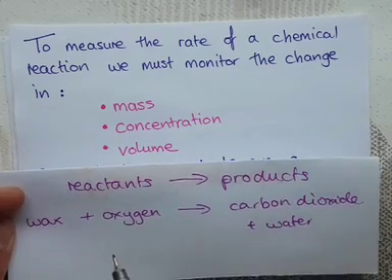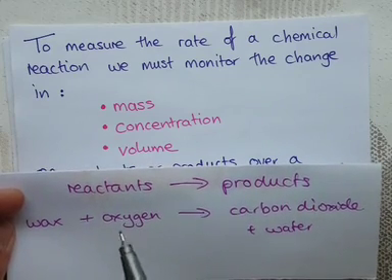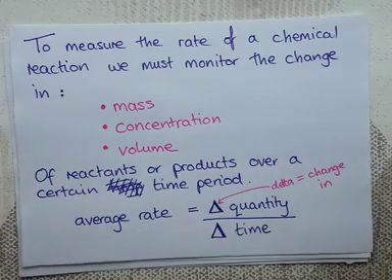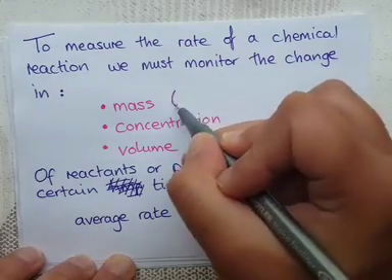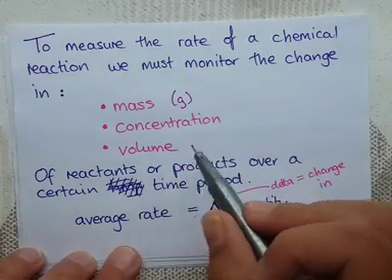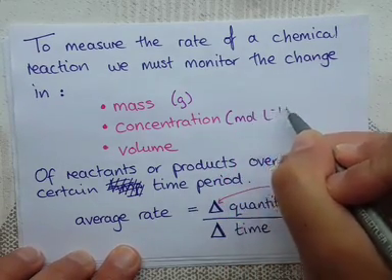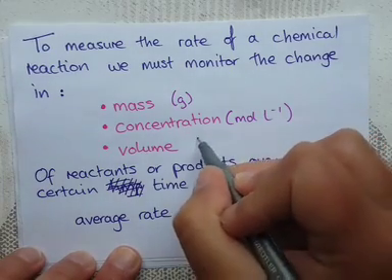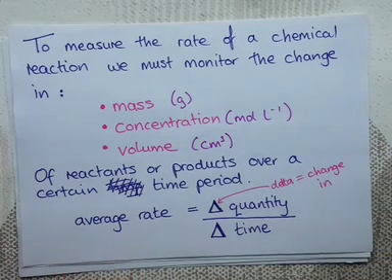So if I want to measure how fast a candle was burning, I could either measure how quickly the wax or oxygen was being used up, or I could measure how quickly carbon dioxide and water were being produced. So in chemistry, the way we can make these measurements accurate would be to measure either the change in mass, and we measure the change in mass in grams typically. We could measure the change in concentration of reactants or products. Typically we measure that in moles per litre. And we could also measure the change in volume of reactants or products. And we would usually measure that in centimetres cubed. That's the measure of volume.